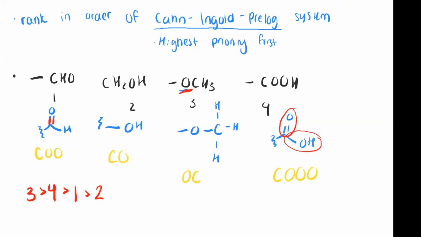I'm sorry if you already explained, but why does 3 come before 4?